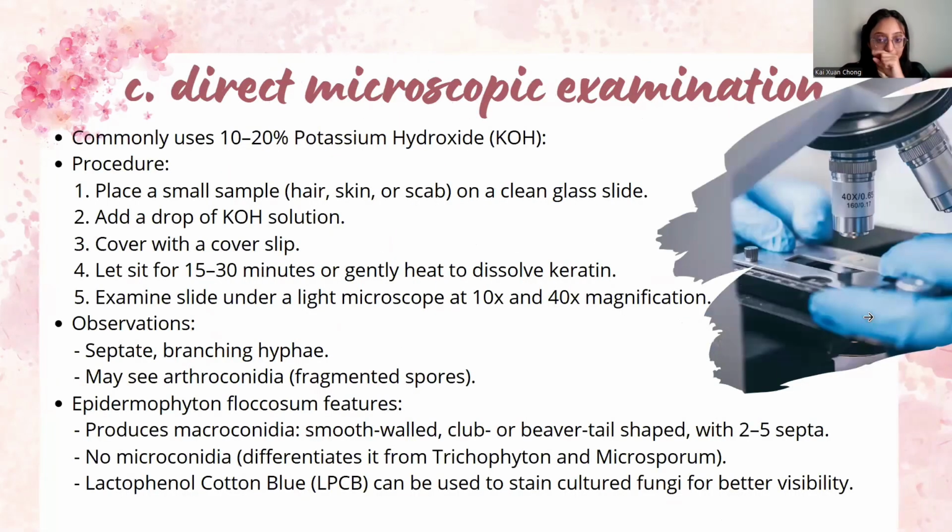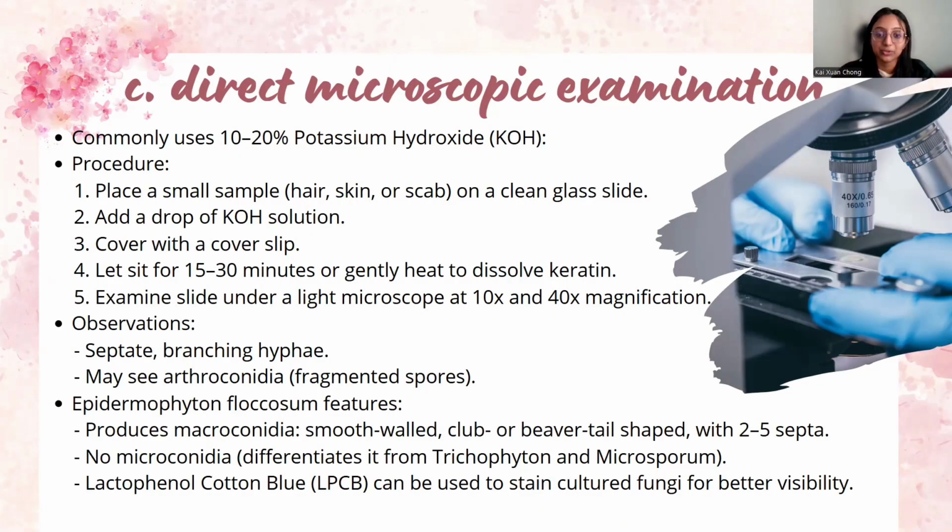Once we've collected the sample, the next step is direct microscopic examination. Typically using 10 to 20% potassium hydroxide solution, the process involves placing a small sample on a clean glass slide, adding a drop of potassium hydroxide, and covering it with a cover slip. After waiting 15 to 30 minutes or gently heating it, the slide is examined under a microscope. In positive cases, we can observe septate, branching hyphae, and sometimes arthroconidia, which are fragmented spores.